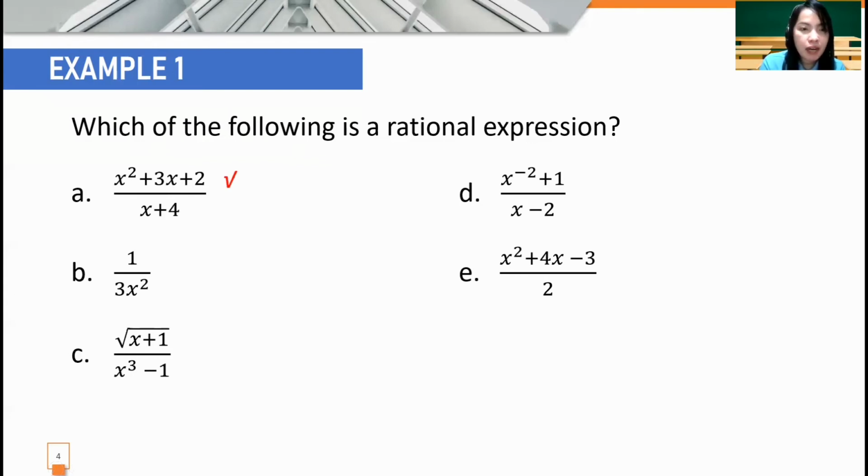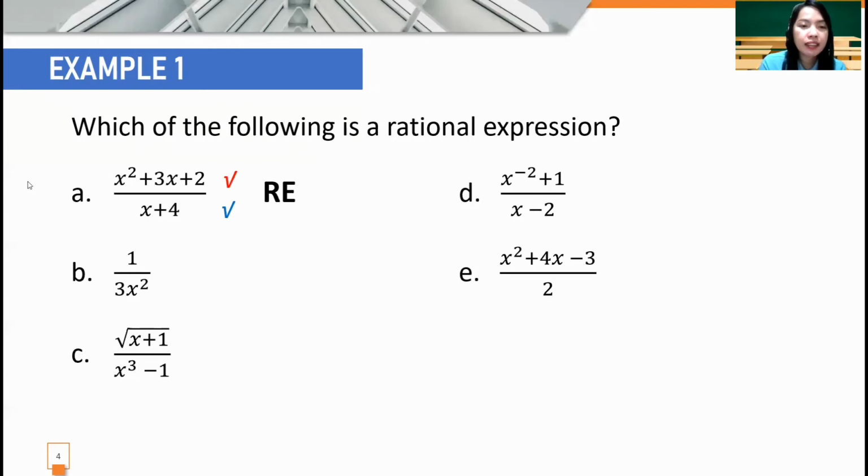What about in the denominator? Let's check one by one. The exponent of x is 1, which is a positive integer. And 4 can be written as 4x raised to 0. X raised to 0, that is equal to 1 times 4, so that is 4. 4 is a constant, so this can be considered as polynomial. They are both polynomial, meaning letter A is a rational expression.